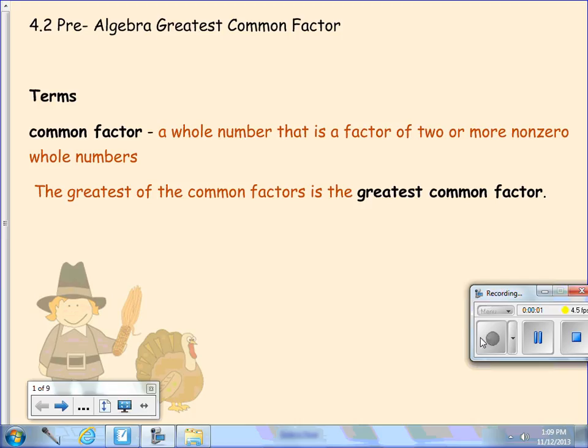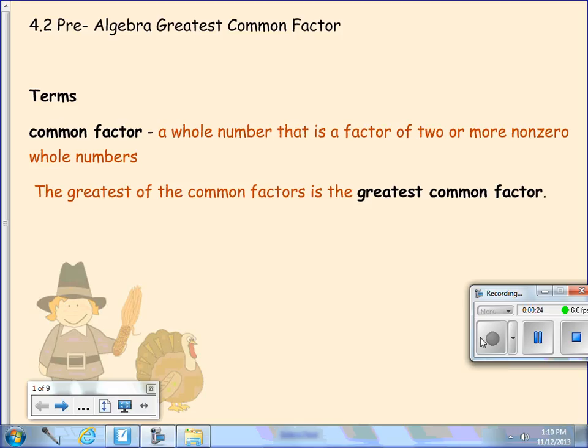In our next lesson, we're going to be talking about the greatest common factor. In our terms, the first term is going to be a common factor. It is a whole number that is a factor of two or more non-zero whole numbers. Our next term is called the greatest common factor, and that is the greatest of the common factors.